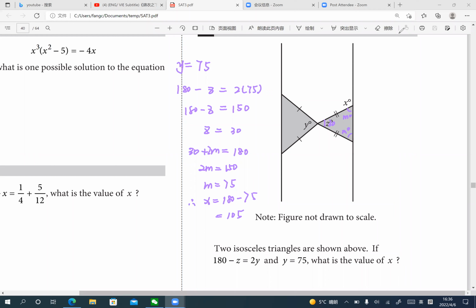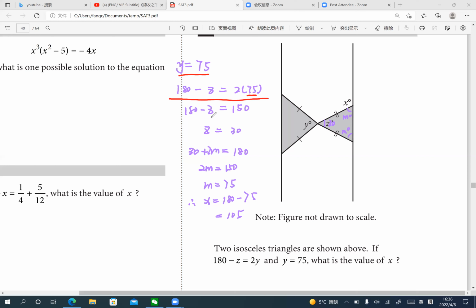Question 18. Two isosceles triangles are shown above. If 180 minus z equals 2y and y equals 75, what is the value of x? Because y equals 75, and the relationship between y and z is 180 minus z equals 2y, we can substitute 75 for y and solve this equation to find the value of z.